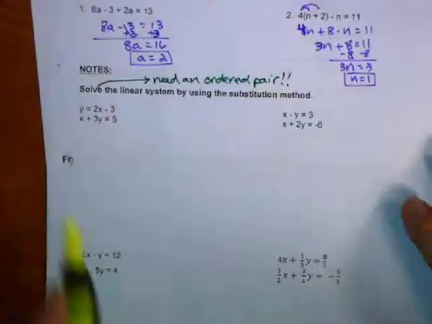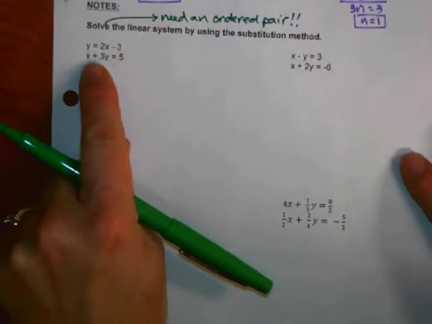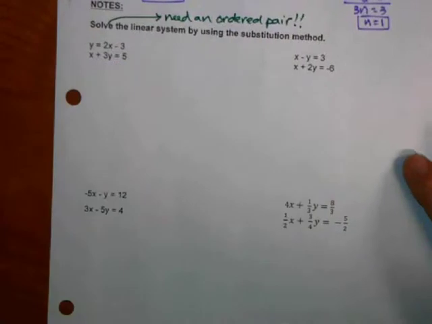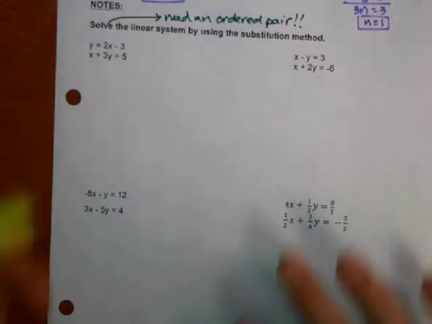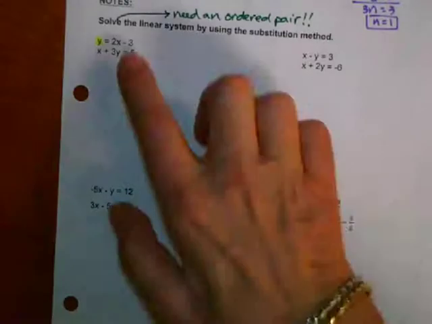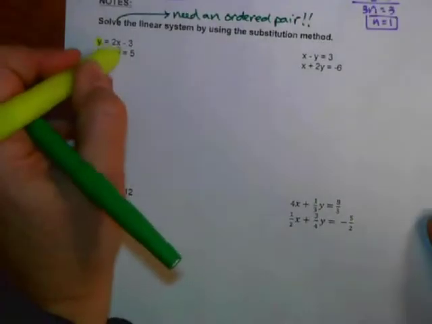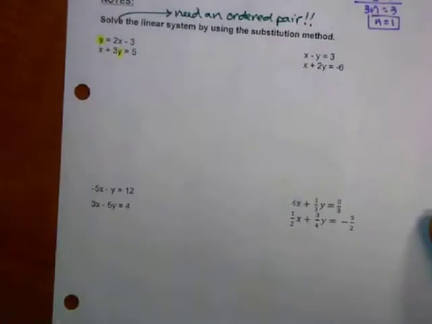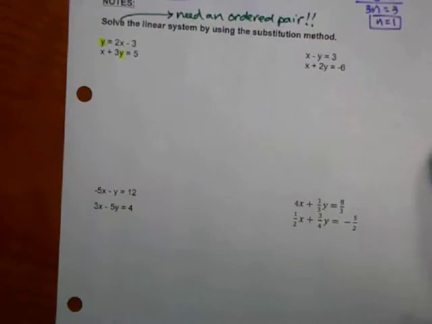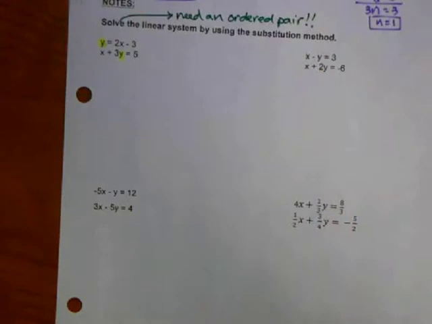Okay, so we have two equations here. One equation says that y equals this stuff, and this has x plus 3y equals 5. Well, if you notice here, there's a y here, and it says that y equals that stuff, right? And there's also a y here. So what I'm going to do is substitute. Watch this, a brand new concept.